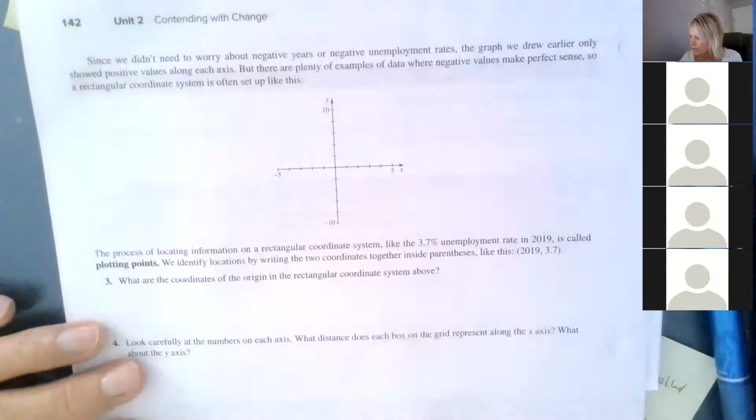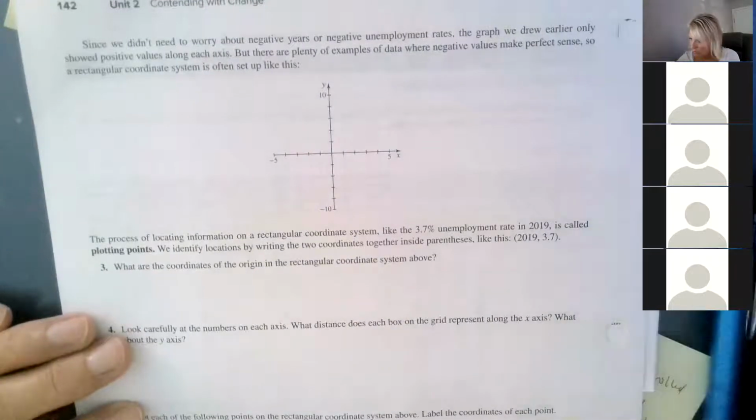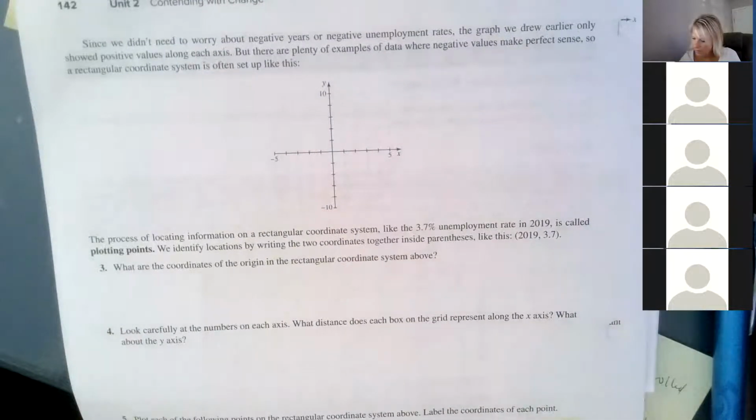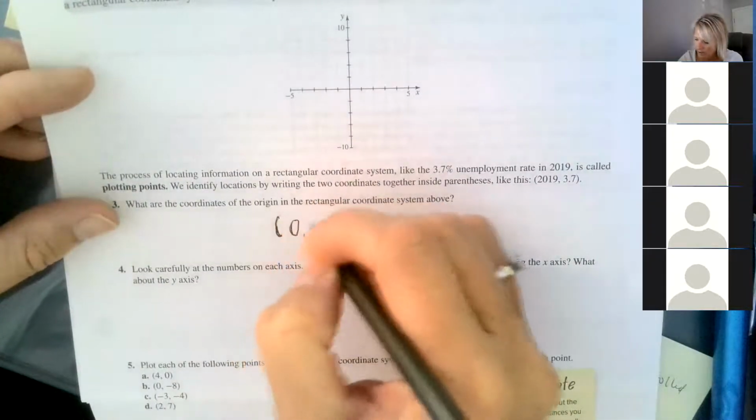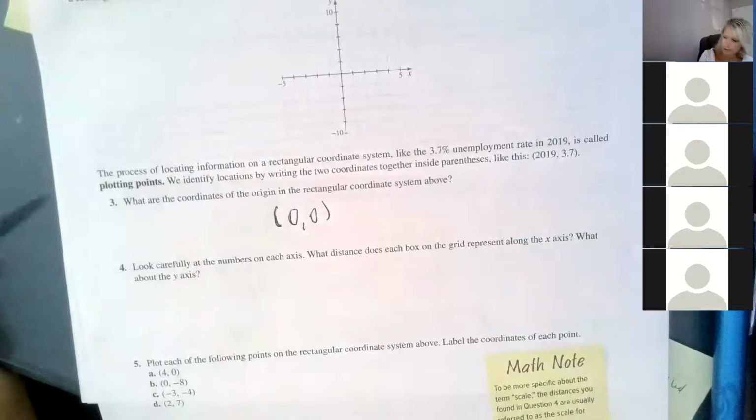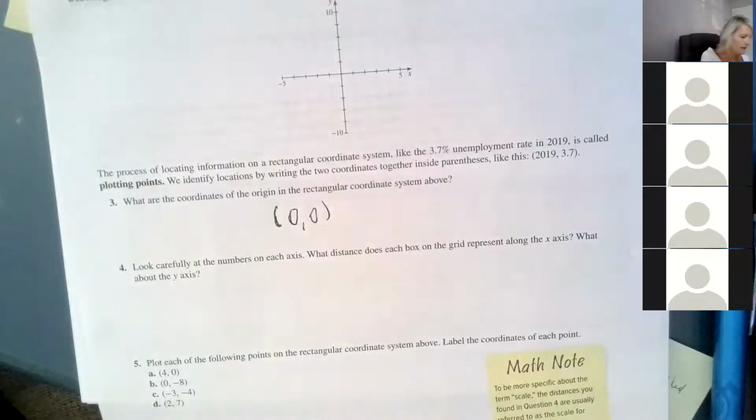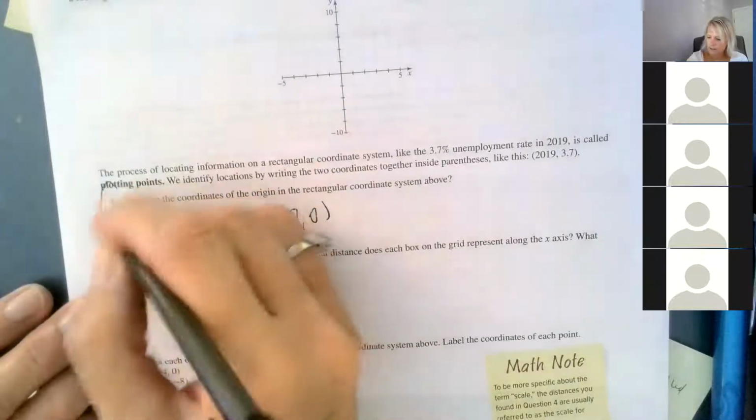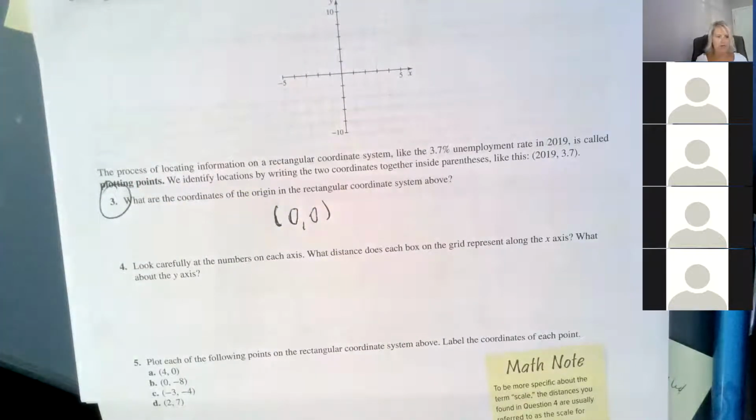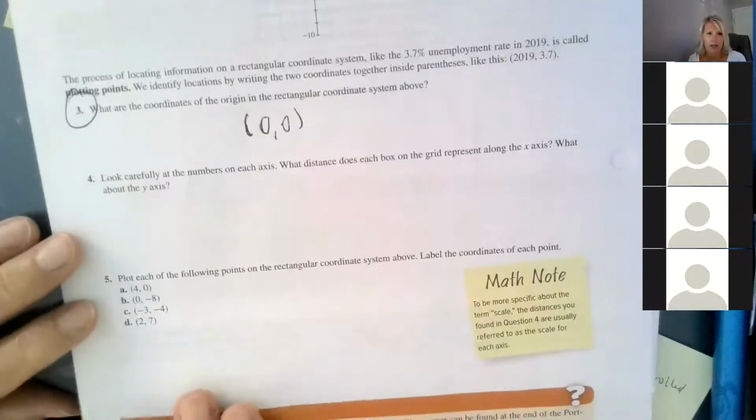So I'm just going to put these on here for the recording for our folks at home. So plotting points. So it says, what are the coordinates of the origin? Well, we talked about that on the other side. That's 0, 0. And if I'm not mistaken, let me look here. That is our lesson check. So right here, that is our lesson check. Just want to make sure everybody gets that. Like to give you a heads up on that.